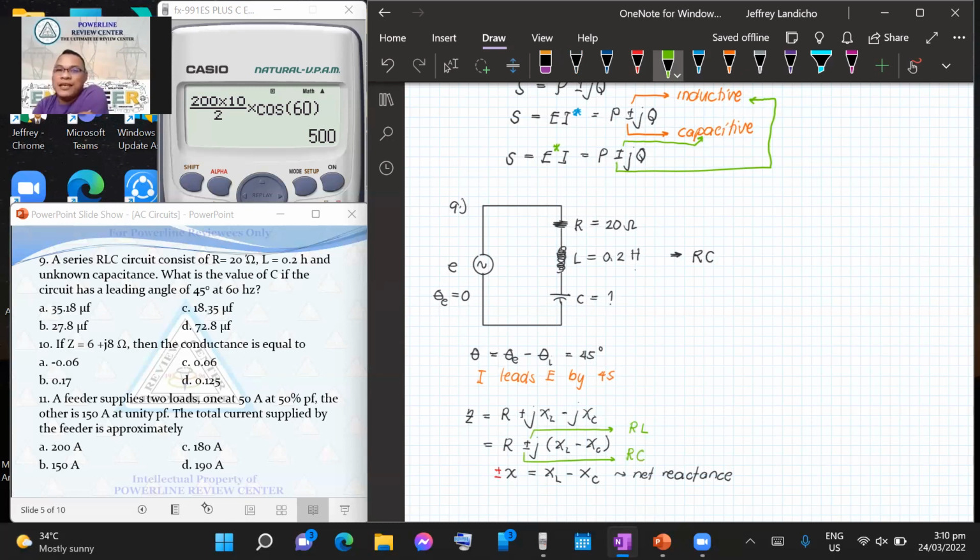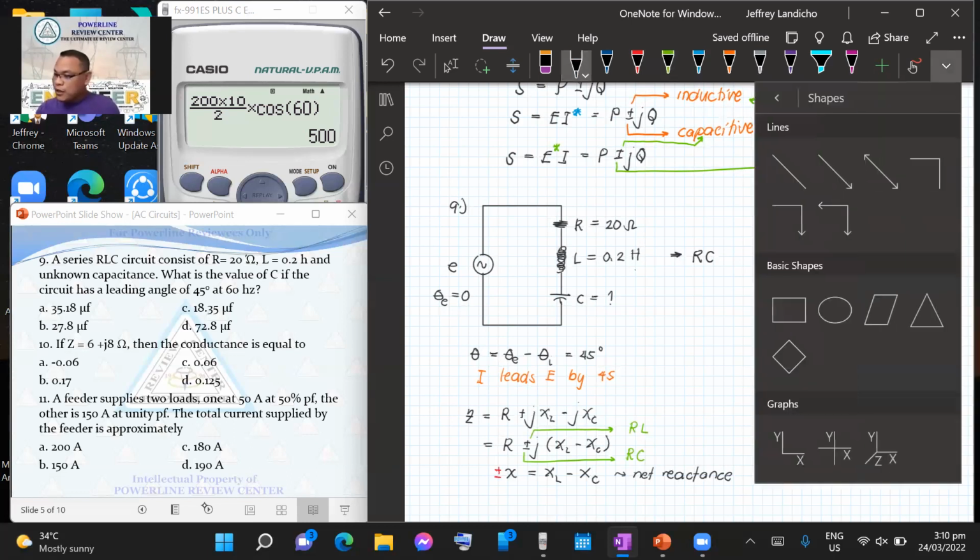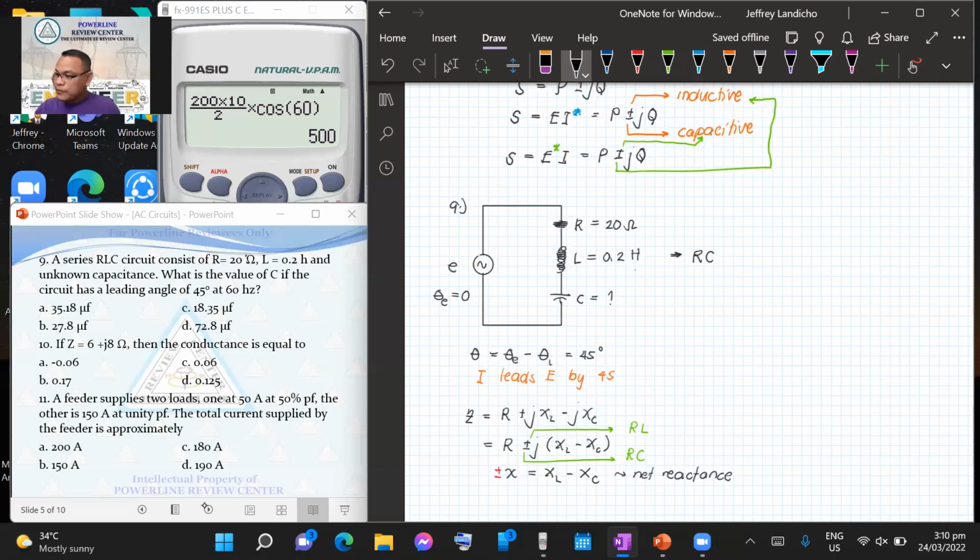So in this case, since the current leads by 45 degrees, the behavior of your circuit should be an RC circuit. So our reactance should be negative reactance. So when we take our impedance triangle, this will be our impedance triangle. Since it is RC, our impedance triangle is below.